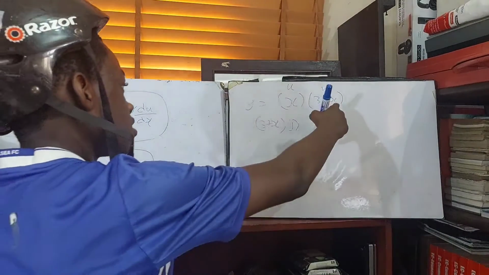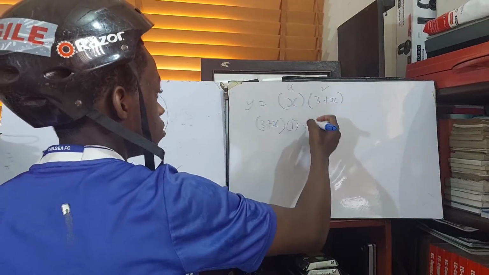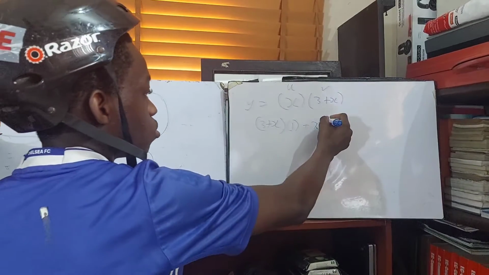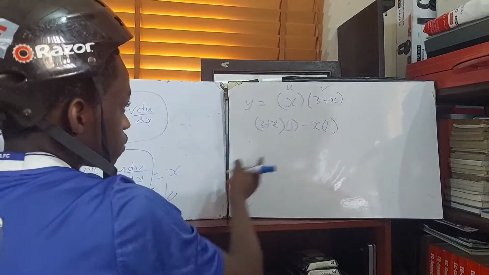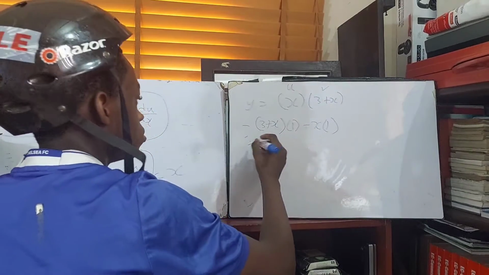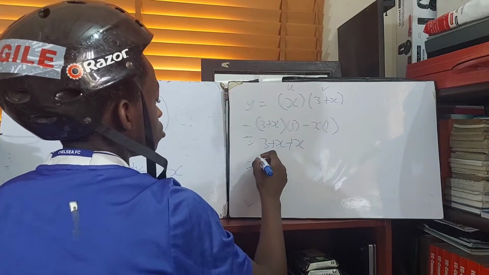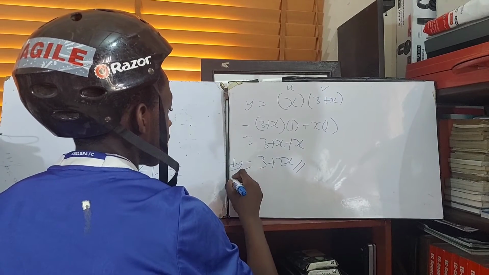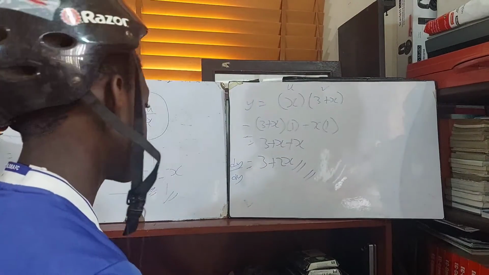Then I said v du/dx plus u dv/dx. What is u? x. If you differentiate this, what do you get? 1. Because if you differentiate any constant, it will give you 0, and differentiating x, you get 1. So the answer is 3 plus x times 1, which is 3 plus x, plus x. So the answer to this question is 3 plus 2x. That will be dy/dx. You understand?